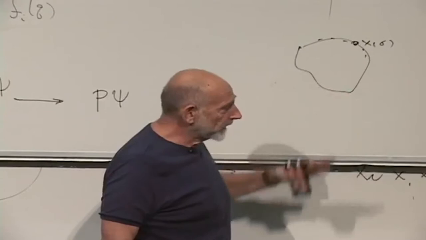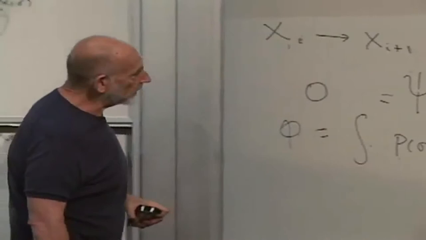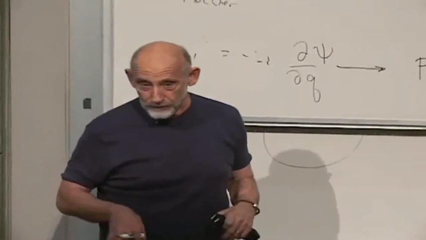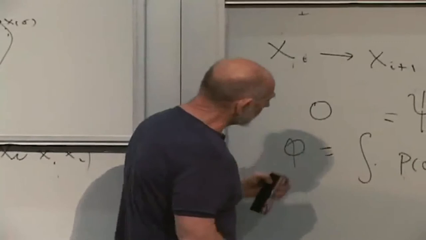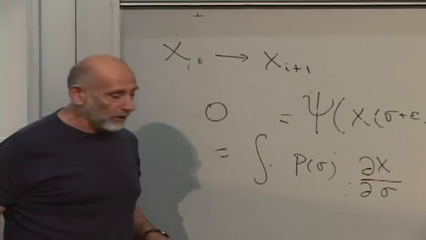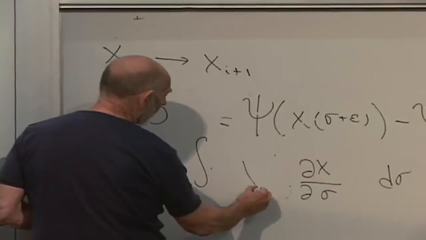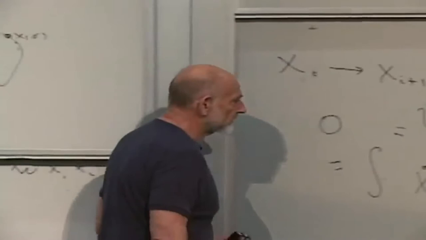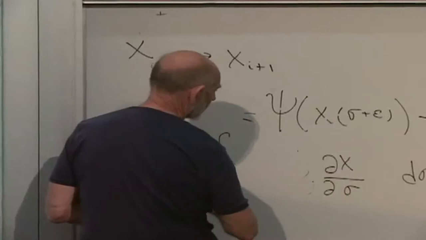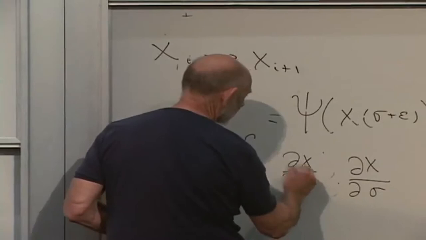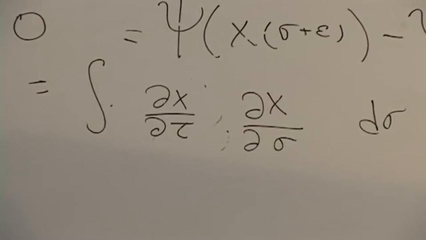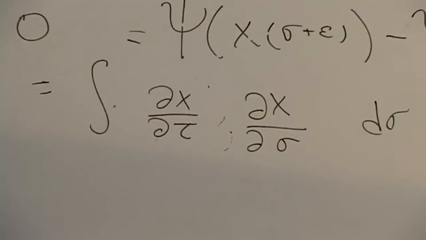And what do I find? I find that the condition that the wave function be invariant under reparametrizations of the sigma axis, in other words, just shifting the sigma axis, is the condition that a certain integral, P of sigma times dx d sigma, is equal to 0. But P of sigma is nothing but the velocity, x dot of sigma, or dx d tau. The integral over sigma of dx d tau times dx d sigma should be 0. That's the condition that there's no special point.